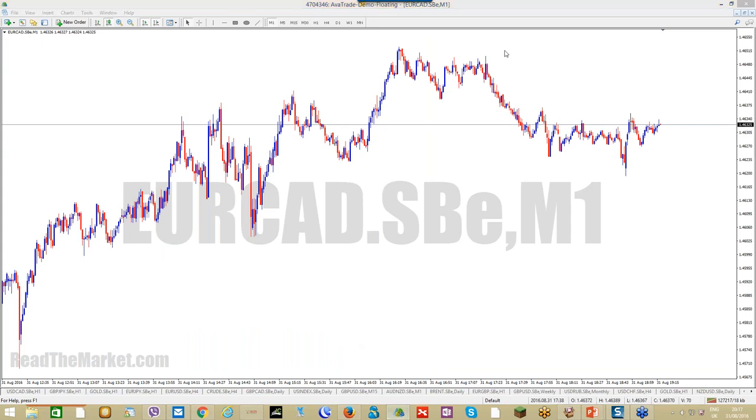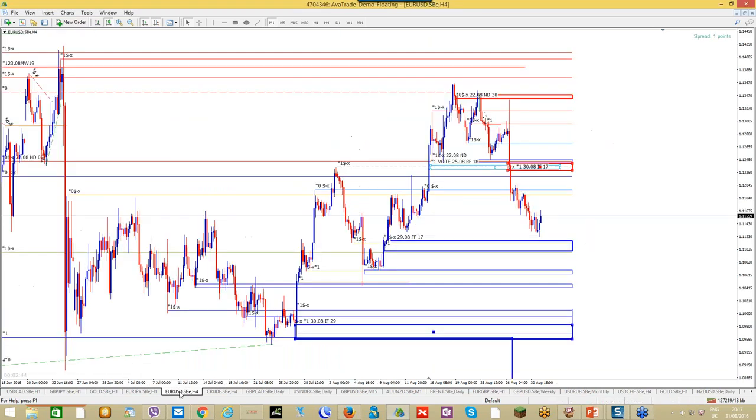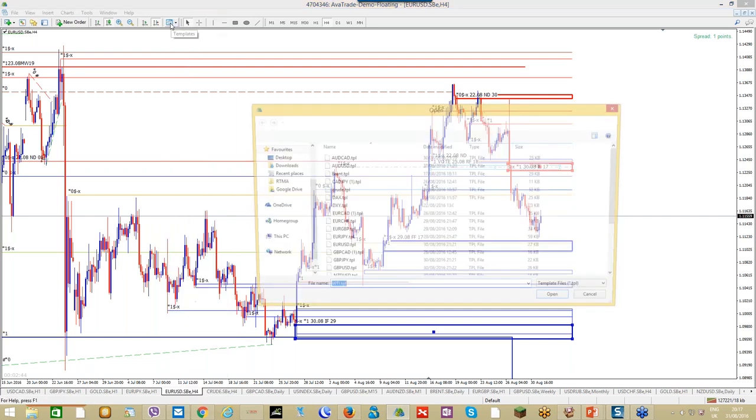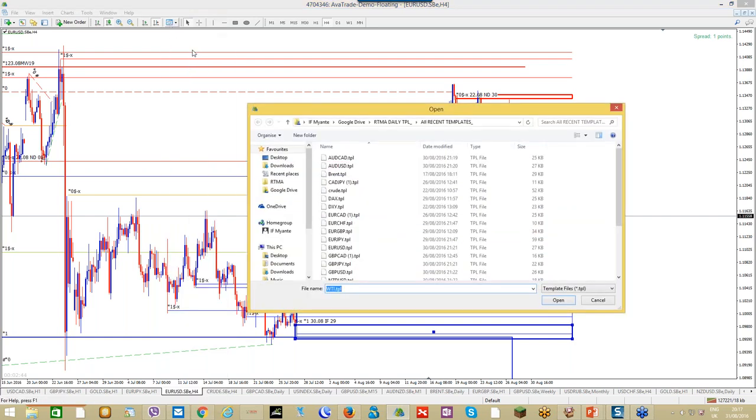Let me put this away a moment. I hope I can get it later. The euro. Okay. Alrighty. And templates.